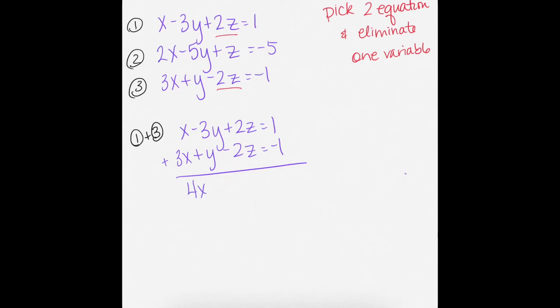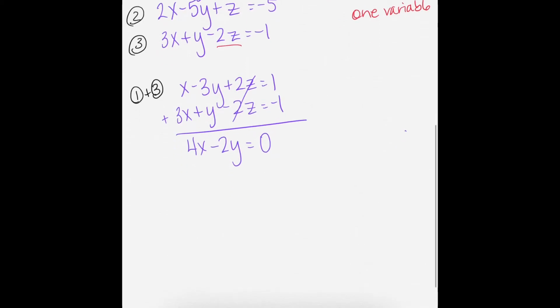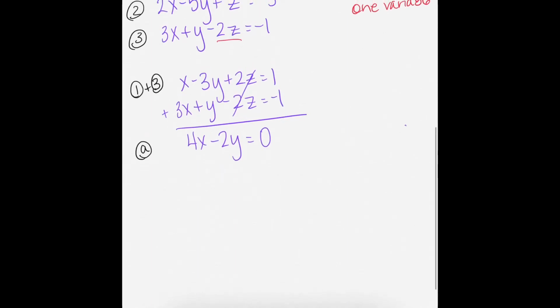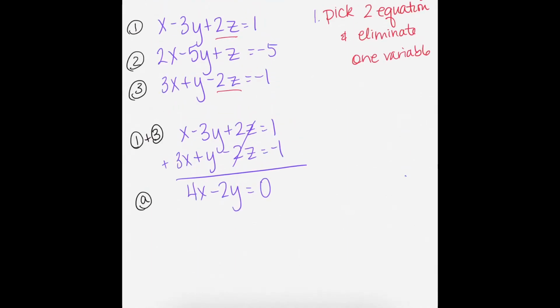And I'm going to add them together. So this gives me 4x minus 2y, my z's cancel, is equal to 0. All right, so I label my new equations, I create little a and little b. If we have 4 variables, I may have to have a little c as well.